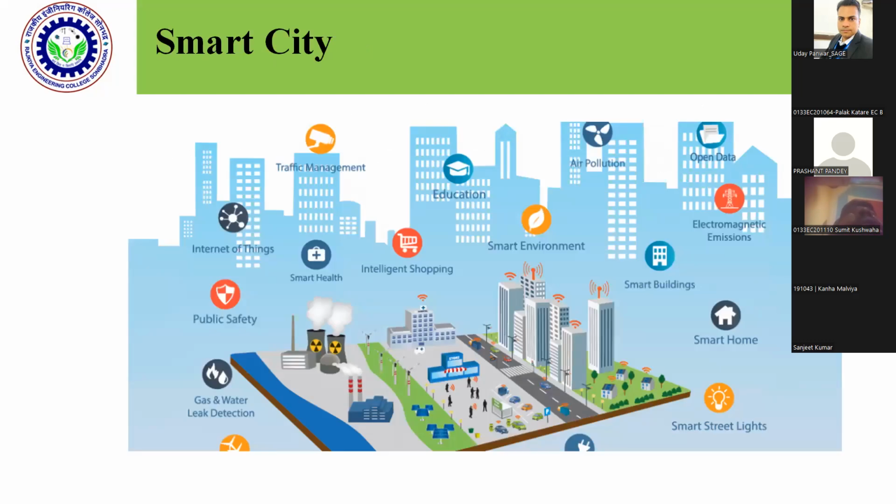This is just an example of a smart city which will be fully automated. Means where gas pipeline and water leakage detection will be automatic. Then smart healthcare facilities will be there, intelligent shopping will be there, and the environment and air pollution monitoring, all those capabilities will be there. Whatever you think, those things can be automated, and that data can be put on your mobile phone on a single button, and you can access all those data very easily.